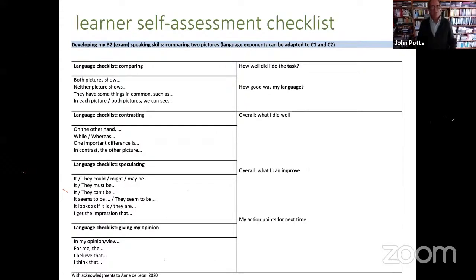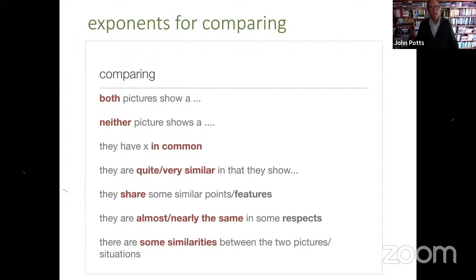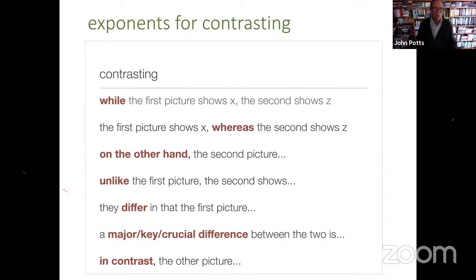A learner self-assessment checklist. And of course, your learners will need the language for comparing: both, neither, in common, share, and they'll also need the language for contrasting: while, whereas, on the other hand. So you can provide that language. That's at a quite higher level there. That's probably 10th, 11th, 12th standard, perhaps.